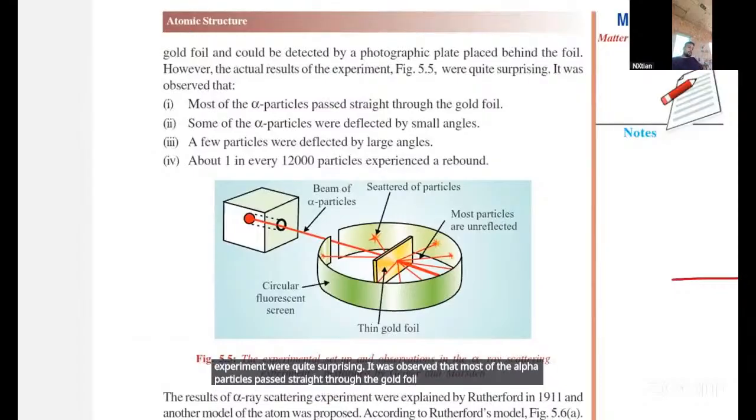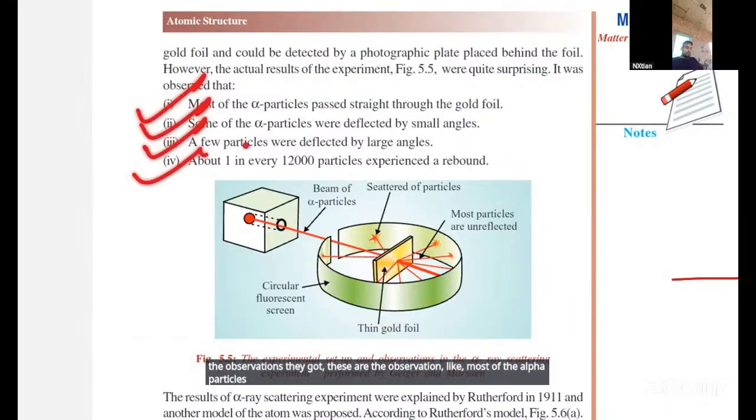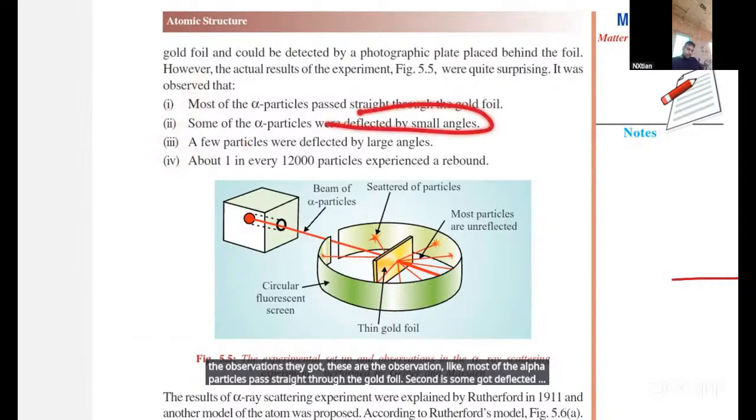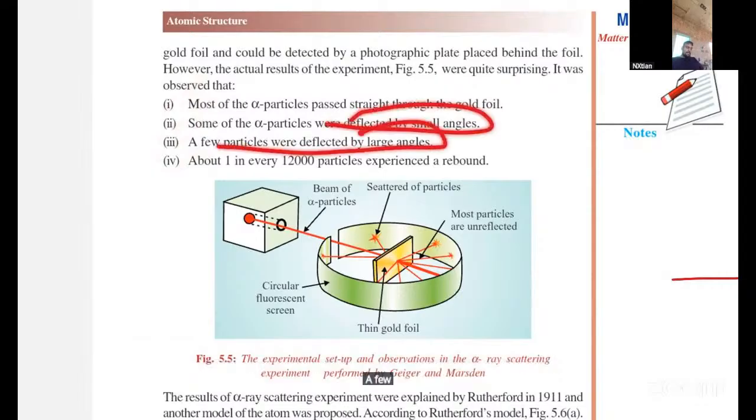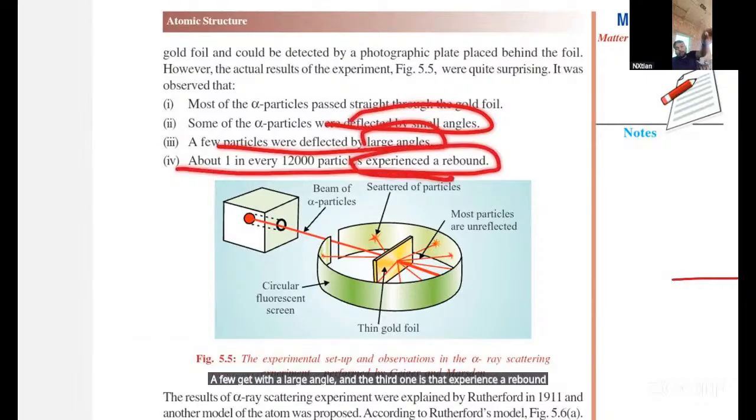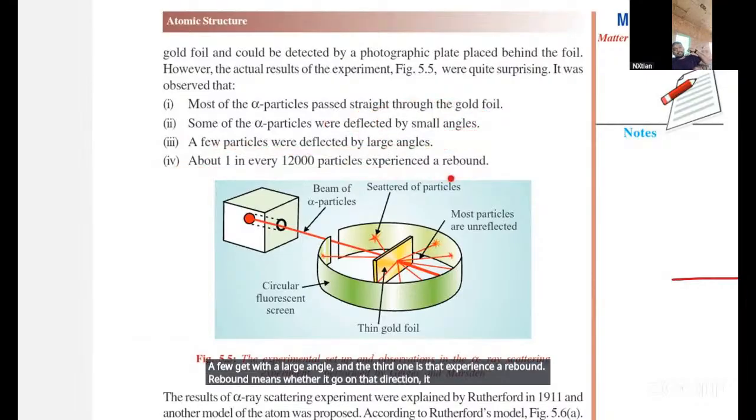Now, this is the important thing. You have to mention all these things, like if they ask you what do you mean by Rutherford model and what observations they got. These are the observations. Most of the alpha particles pass straight through the gold foil. Second, some got deflected by a small angle. A few got deflected with a large angle. And the third is that some experience a rebound. Rebound means when it goes in one direction, it comes back from that same direction.